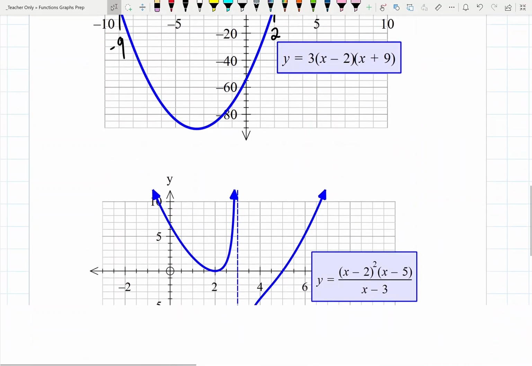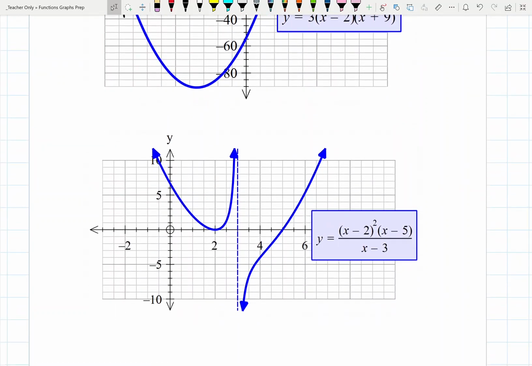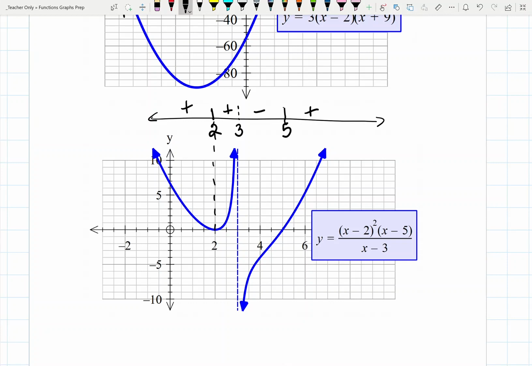If I can scroll down, you can see that we've got these critical points. Here's 2, which gets a solid line. Here's 3, which gets a dashed line, and 5, which gets a solid line. And you can see that it's positive, positive, negative, positive, and so we've confirmed graphically. Okay, that's enough to get you going on exercise 3E.